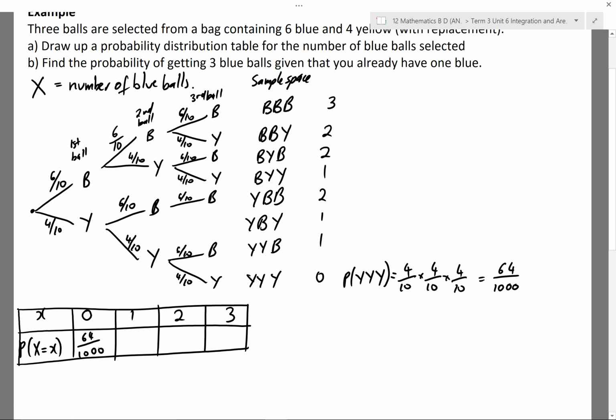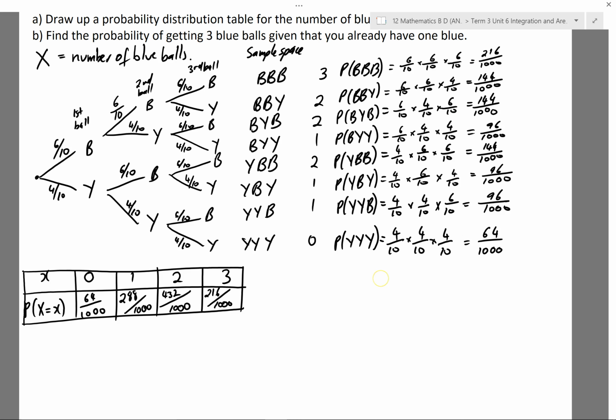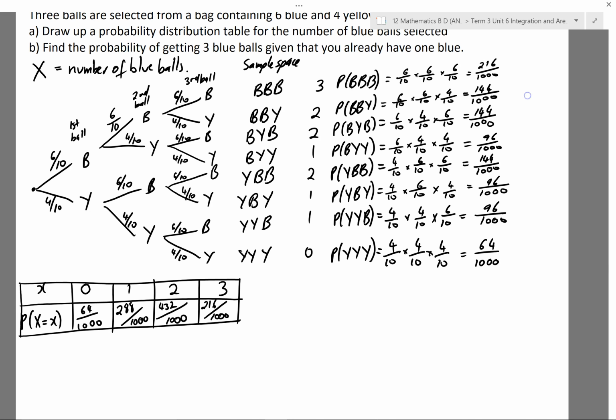Then I'll have to do the same thing for all of these 3 for 1 and add them together. So that I've found the probability of those cases where we get 1 blue ball, I'll add these 3 together and get 288 on 1000. And then I'll go ahead and do that same thing for the 2s and finally for the 3. After all that hard work, what I have is part A complete, which is drawing up my probability distribution table.